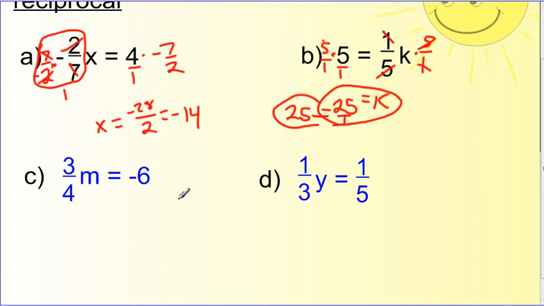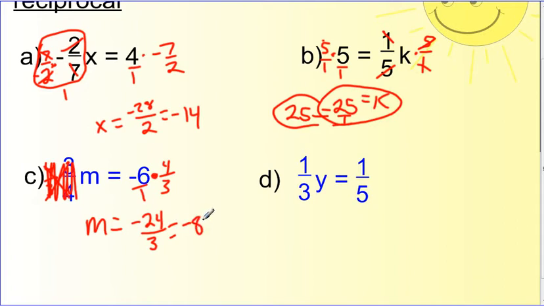Okay. Letter C. So we're going to multiply both sides by the reciprocal of the fraction because the variable is being multiplied by this. So we multiply by 4/3. On this side, the 4's cancel, the 3's cancel, so all this stuff is gone. M equals. On this side, turn the whole number into a fraction, multiply straight across, and we've got negative 24 over 3. And if we simplify, we get a negative 8. M equals negative 8.